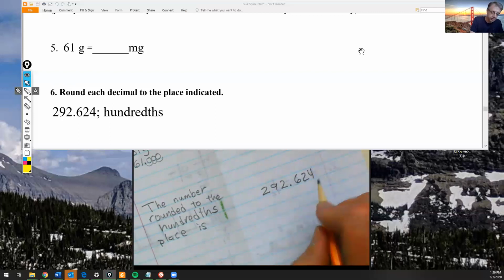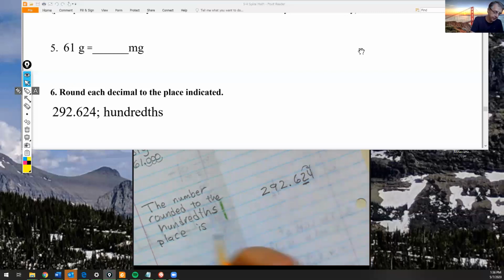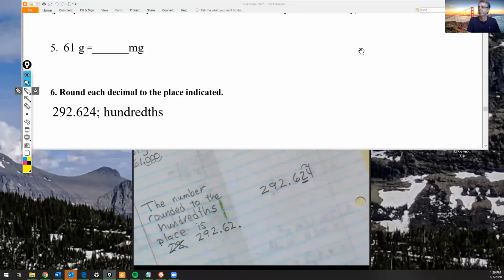My hundredths place is the 2. I'm going to look at this 2 and look over at the 4 in the thousandths place. 4 or less, let it rest. So I'm not going to change the 2 in the hundredths place. So I'll write it out as 292 and 62 hundredths when it's rounded.